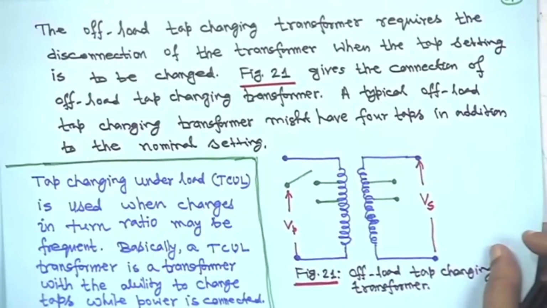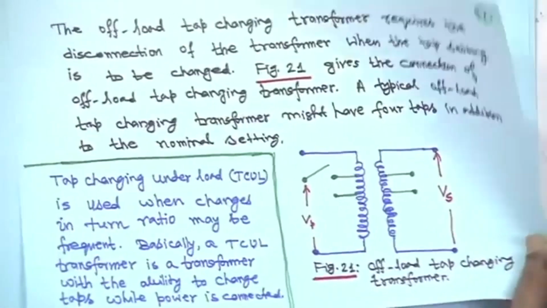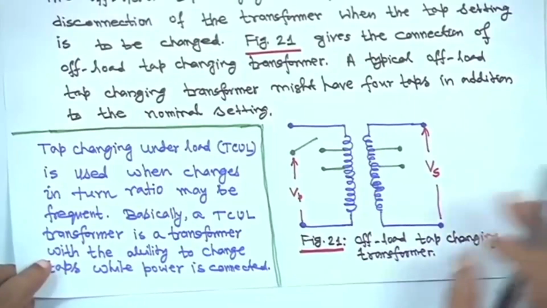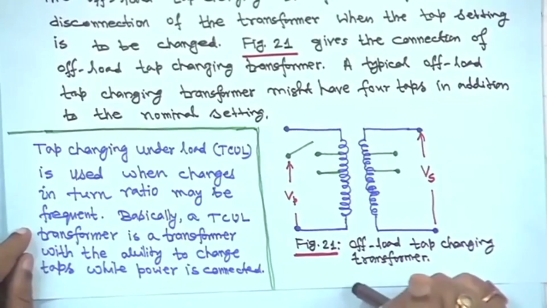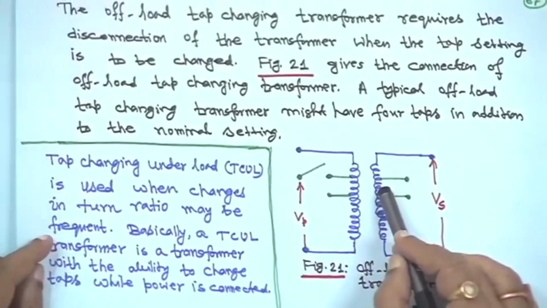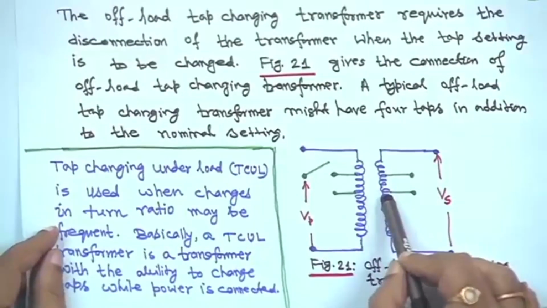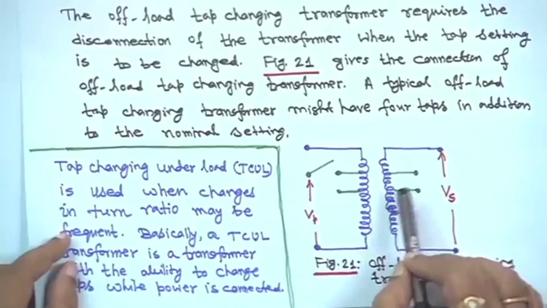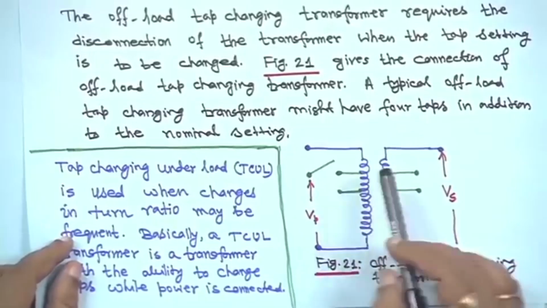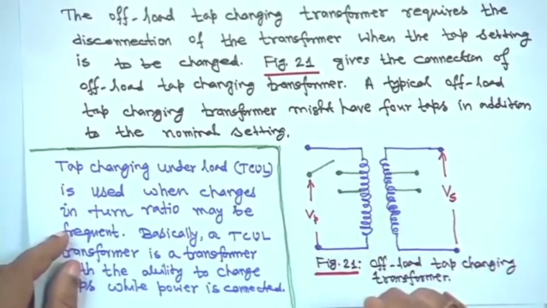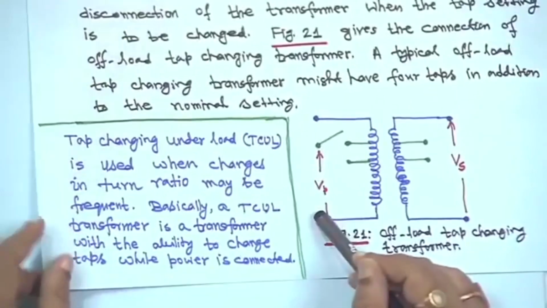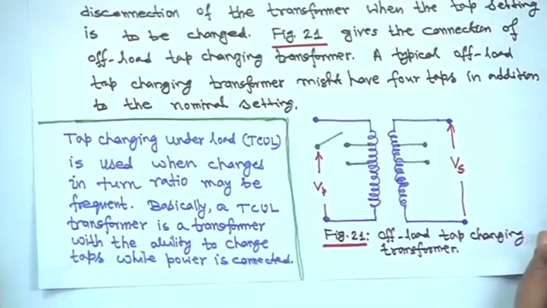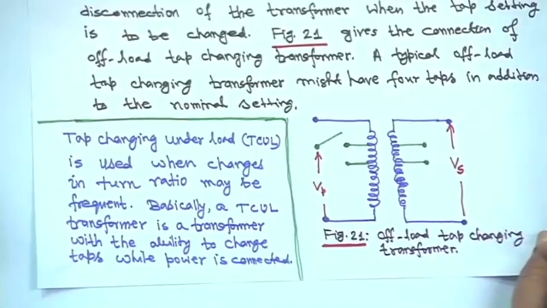Now, next is the TCUL, that is tap changing under load, which is used when changes in turns ratio may be frequent, that means when you want to change the tap ratio very frequently. It is not extremely frequent, because every time you have to switch on or switch off, but when it is necessary to change the tap frequently, you have to do it online. So it can change while the power is connected to the transformer.